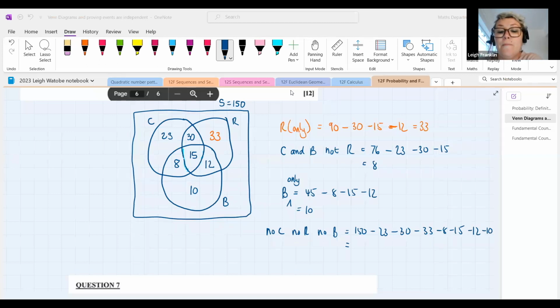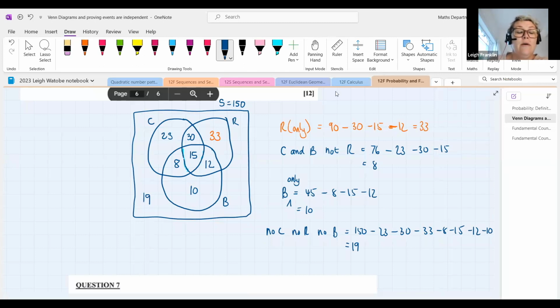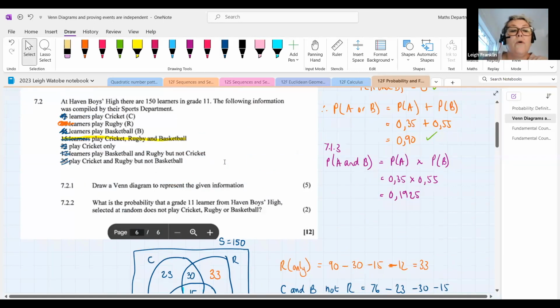19 people. Okay, so 19 people go here on the outside. All right. Okay. So we've drawn the Venn diagram.